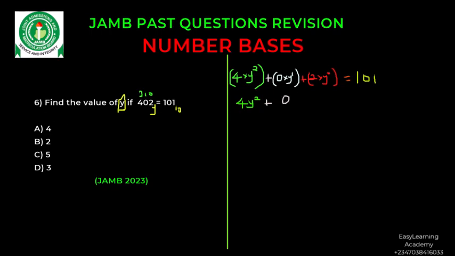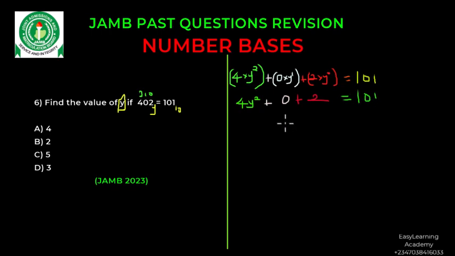We proceed. Now move to y raised to power 0. Y raised to power 0 is 1. Any number raised to power 0 is 1. So 2 times 1 will give us 2. And then, of course, it's equal to 101 in base 10.